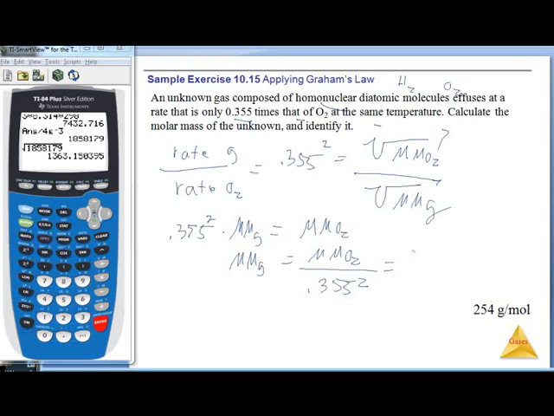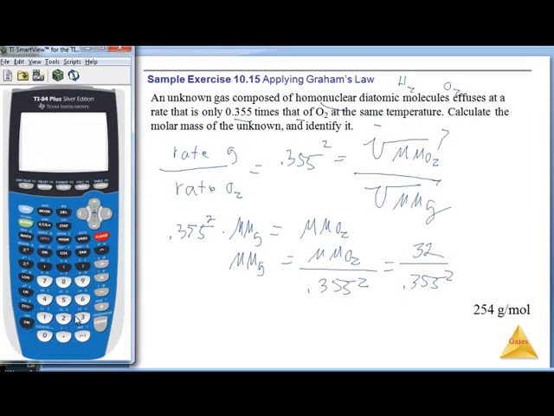So I know my molar mass of oxygen is 32, right? And if I put that over 0.355 squared, let's see what we get. Alright, so I have 32 divided by, in parentheses, 0.355 squared, close my parentheses, and I get 253.9 grams per mole.